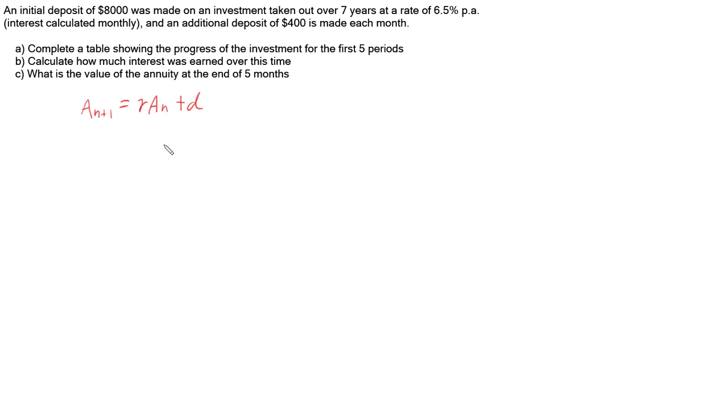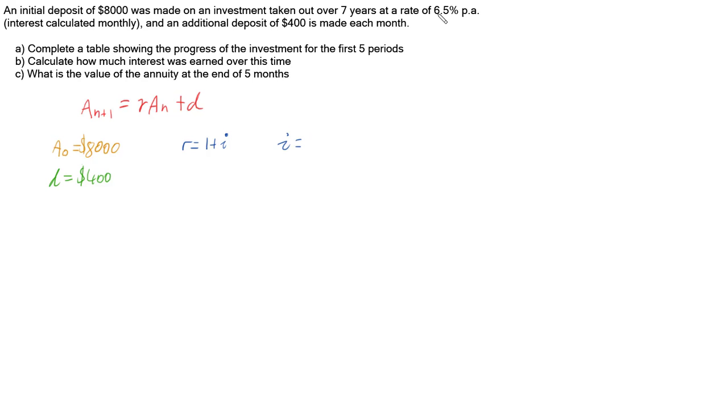So for us, with this problem, we've got our initial value. Our first period is going to start off with $8,000. Our deposit is nice and easy, it's $400. And then we just need to work out R. Now, R is given by the rule of 1 plus the interest rate per period. So we've got to work out I first.